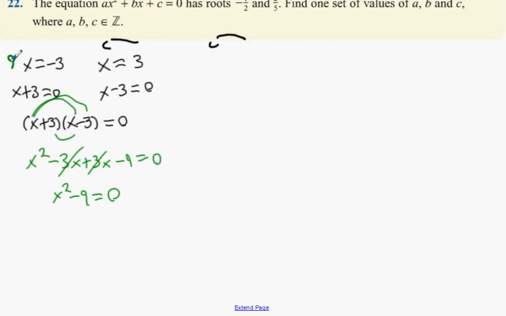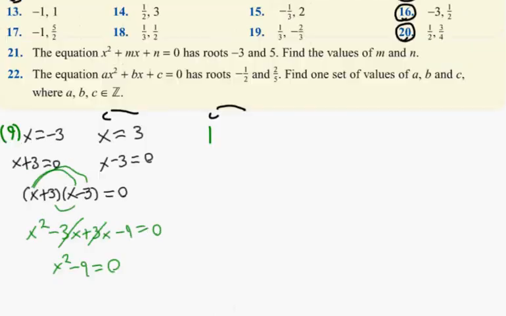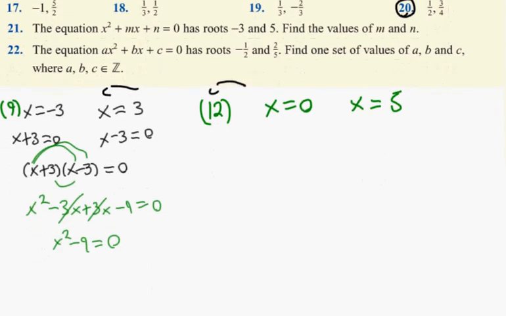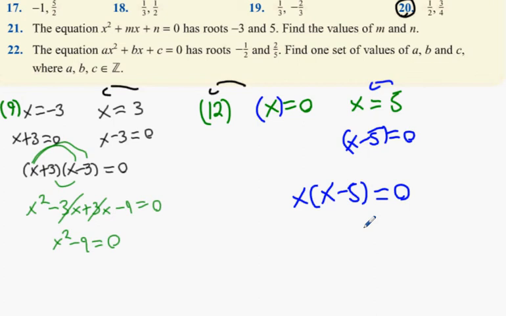Next one we're going to do is question 12. 0 and 5, okay? So x equals 0, x equals 5. Now, you can do this two ways, alright? The first way of doing it, because it's already equals 0, you can put the x in a bracket, okay? And then you bring the 5 over to your side and you get x minus 5 equals 0. And then what you do to the two brackets, multiply them and you get x brackets, x minus 5 equals 0, and then x squared minus 5x equals 0.